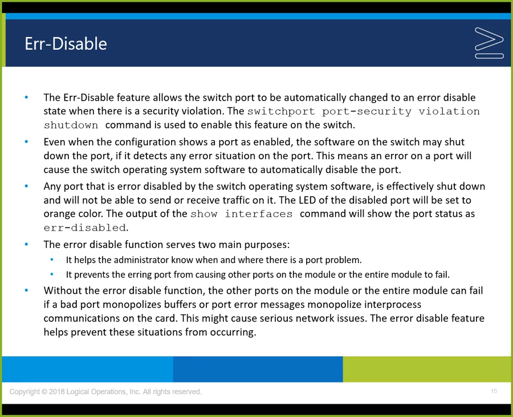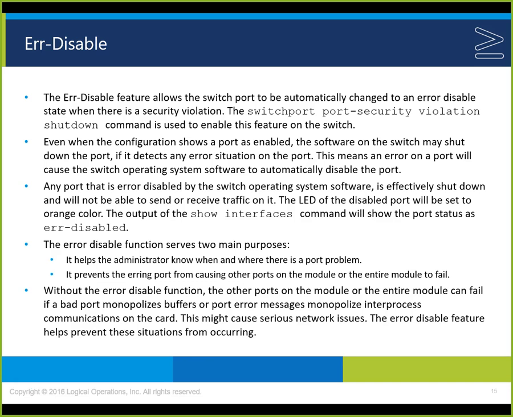This means an error on the port will cause the switch to automatically disable the port. Any port in error disable mode is effectively shut down by the switch and won't be able to send and receive traffic. And we can see it in the show interfaces command. We looked at that as the error disable mode.